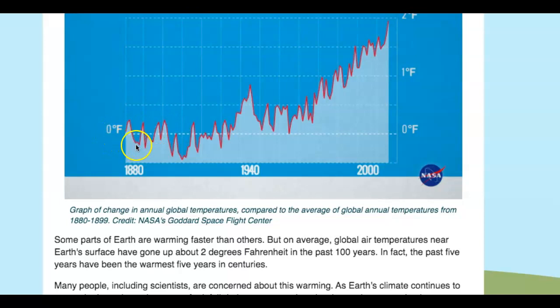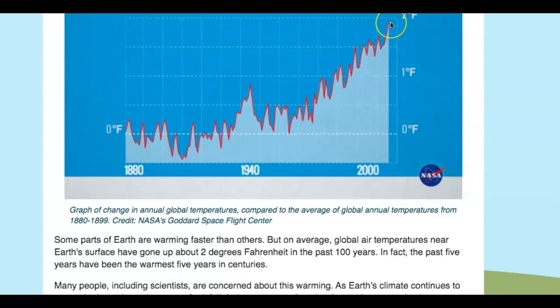So here's our annual global temperature change. You can see sometimes it's high, low, high, low, high, low. This is the 1880s. It's a long time ago. That's 140 years ago. 1940s. So right around here is when I was born. And look what's happening all of a sudden.